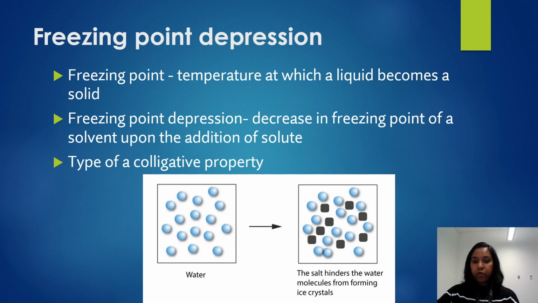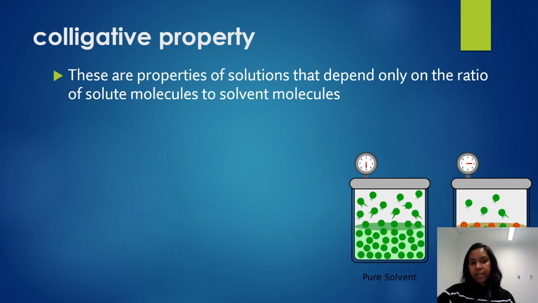It is a type of colligative property. So now we are going to learn about colligative property. What is this colligative property? Colligative properties are the properties that originate in solutions upon addition of solutes. These are physical changes that depend on the quantity of both solute and solvent constituting the underlying solution. That means this only depends on the ratio of solute molecules to solvent molecules.